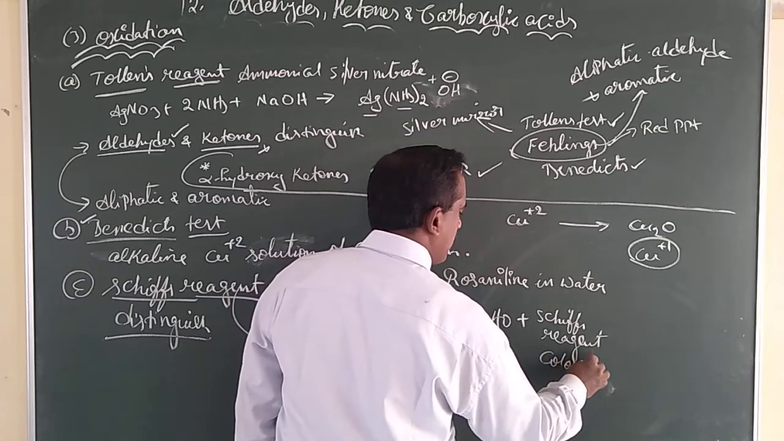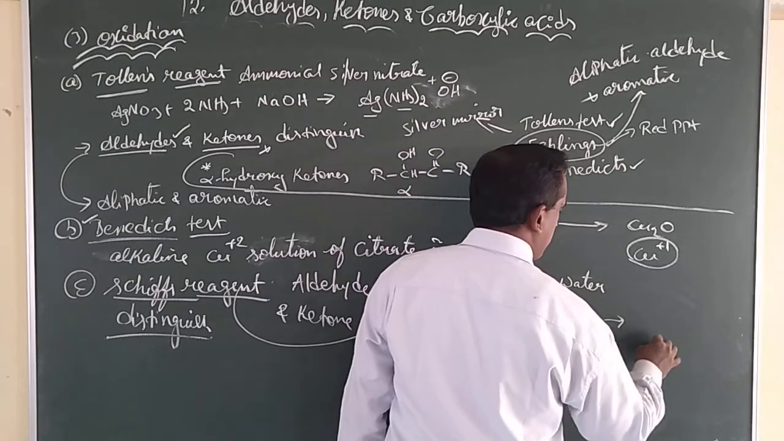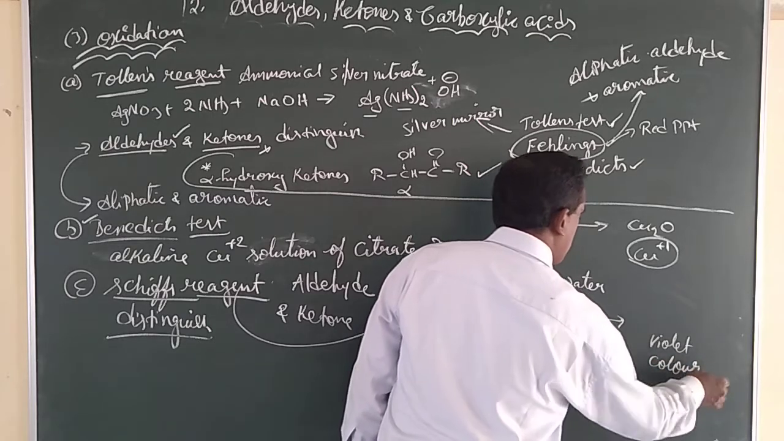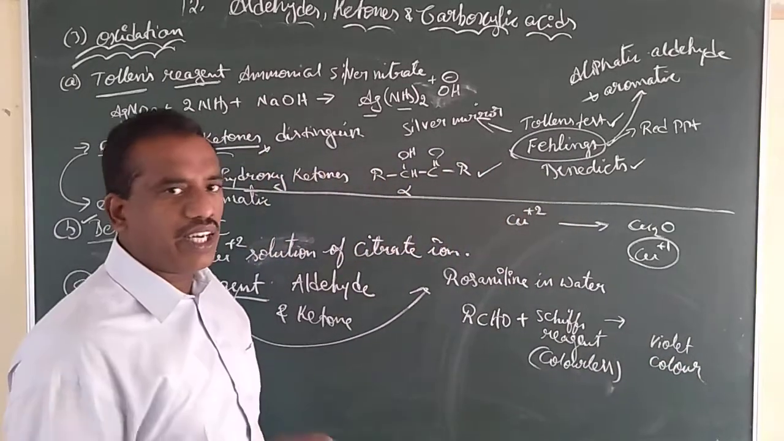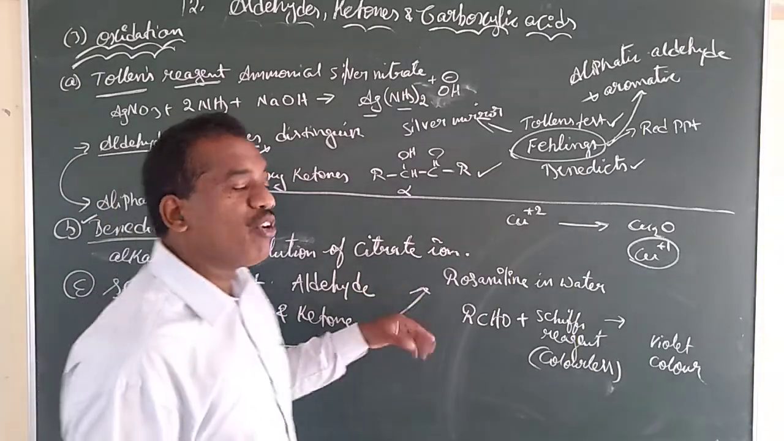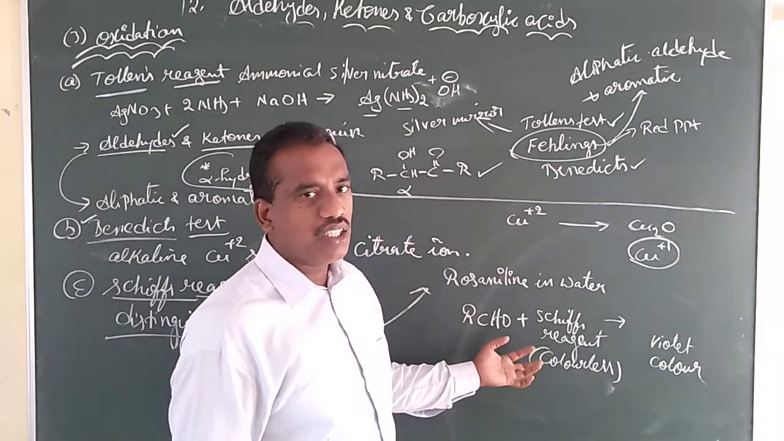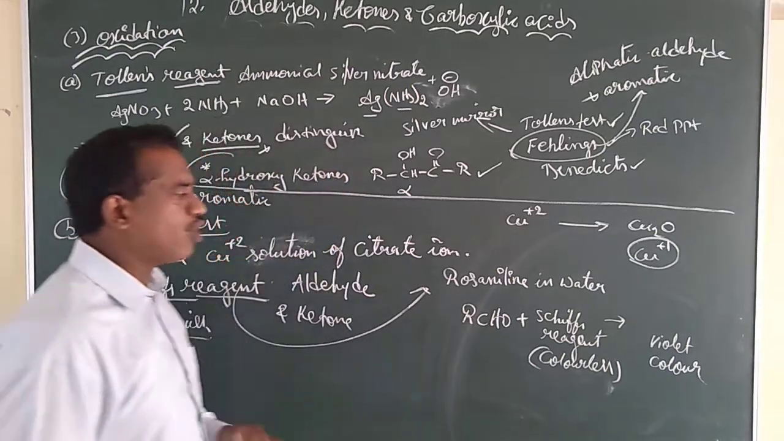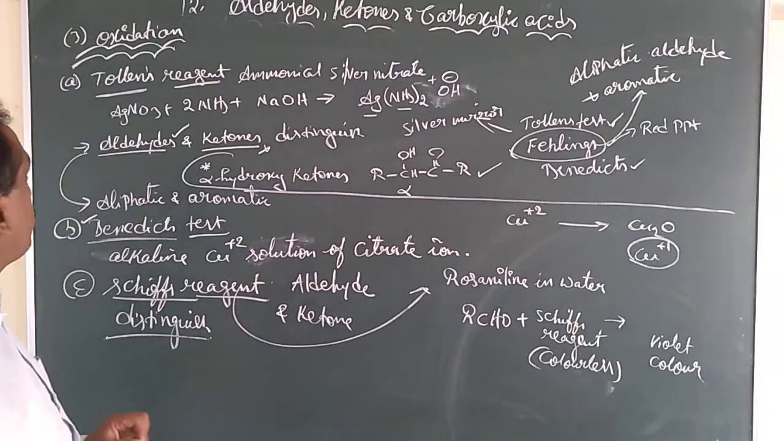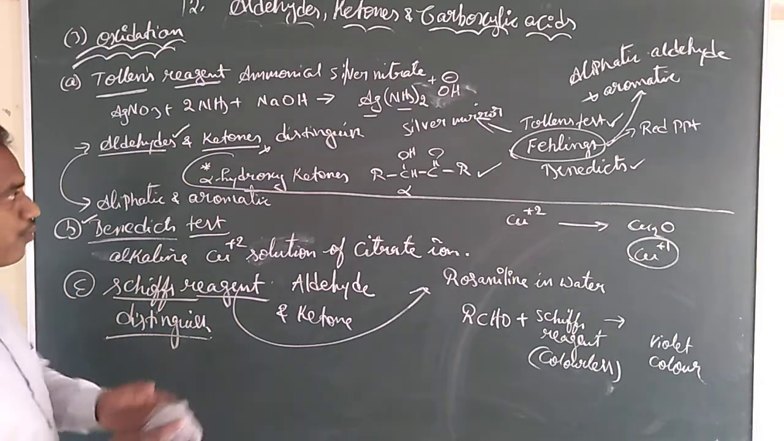This colorless Schiff's reagent, when it comes in contact with our aldehyde, becomes violet in color. Actually, this violet color is the rose aniline color. When it is dissolved in water, it loses the color, but its color will be retained once an aldehyde has reacted with the Schiff's reagent. So they will sometimes ask what the combination of the Schiff's reagent is. Rose aniline in water is called the Schiff's reagent. So regarding these oxidation reactions, we know, but we are introducing a few more.